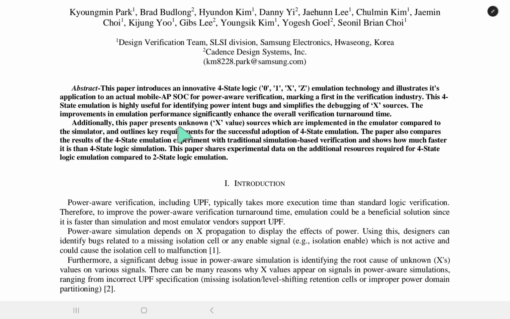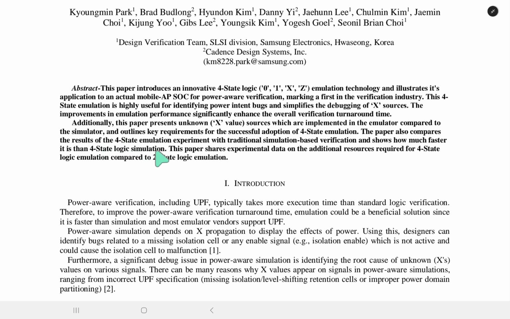Additionally, this paper presents unknown X-value sources which are implemented in the emulator compared to the simulator and outlines the key requirements for a successful adoption of four-state emulation. This paper also compares the results of the four-state emulation experiment with the traditional simulation-based verification and shows how much faster it is than a four-state logic simulation.